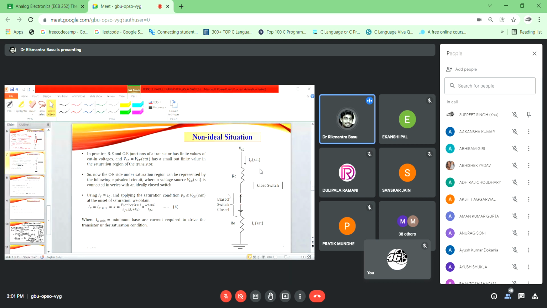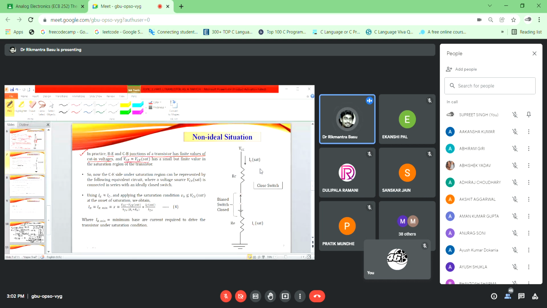Fine, so we will come into the non-ideal situation today. The same cases we will try to interpret in a non-ideal situation as well. What is a non-ideal situation? In practice, the base-emitter and collector-base junctions of a transistor have finite values of cut-in voltages. So what assumption had we taken? The wrong assumption, ignoring that first counter effect.